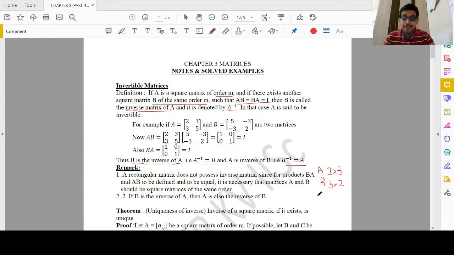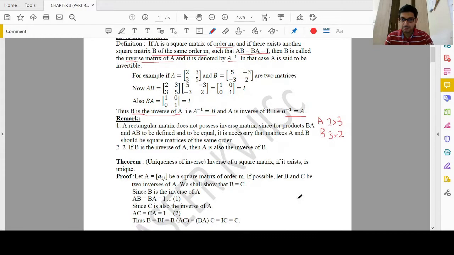Naturally, a question arises: does every square matrix possess an inverse? The answer to that is no. Every square matrix need not possess an inverse. There is a condition for the existence of the inverse of a square matrix, which will be discussed in the next chapter. Second point, if B is the inverse of A, then A is also the inverse of B. That is already discussed. If A inverse equal to B, then B inverse equal to A.